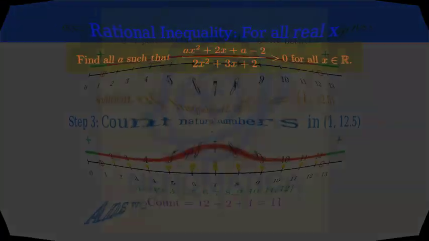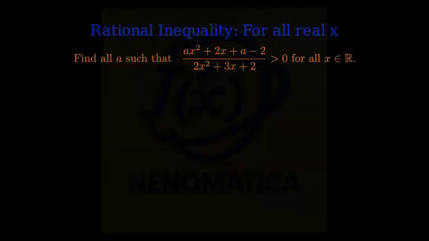Recap. In this lesson, we will find all real values of a such that the inequality (ax squared plus 2x plus a minus 2) over (2x squared plus 3x plus 2) is strictly greater than 0 holds for every real x. We'll proceed step by step. First, we'll study the denominator.